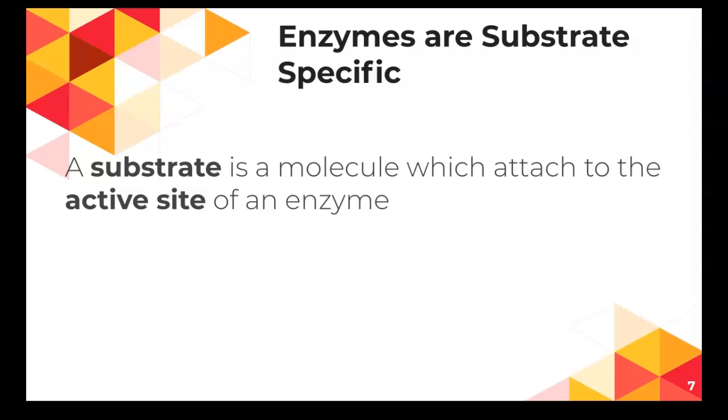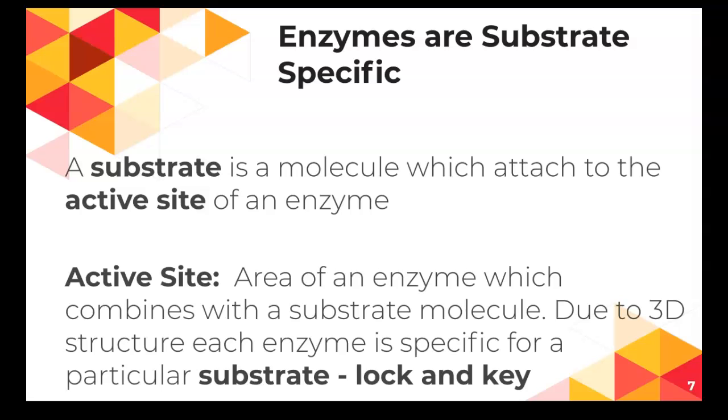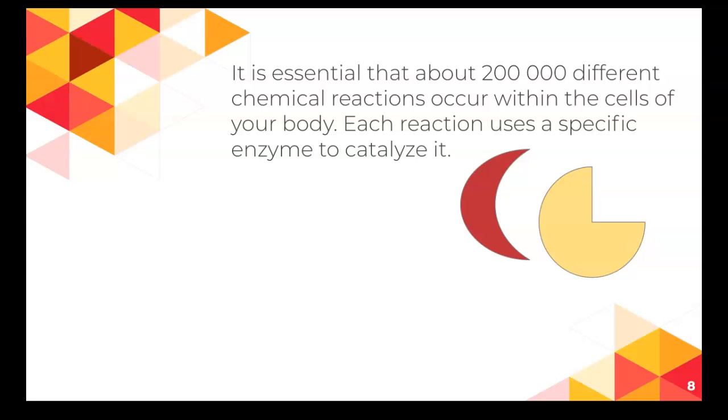So the key has to go into the keyhole in order to actually open the door. So the active site in the lock and key mechanism would be the keyhole itself. And then the substrate would be like the key. So that's basically what I was just saying out loud. Okay, they have to fit together nicely, like the 3D shape of the enzyme, and they fit together like a lock and a key. So there's a whole bunch of different reactions that happen in our body.